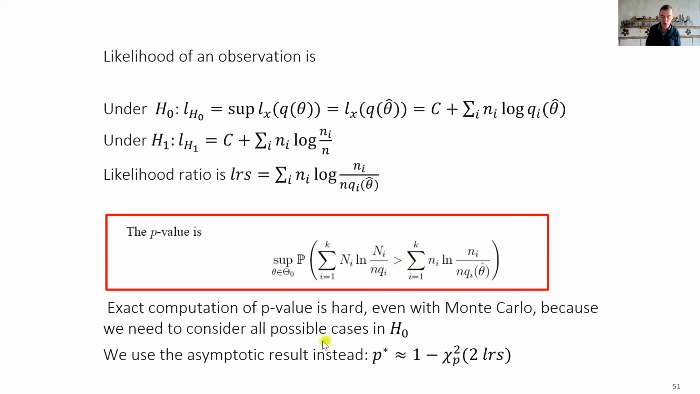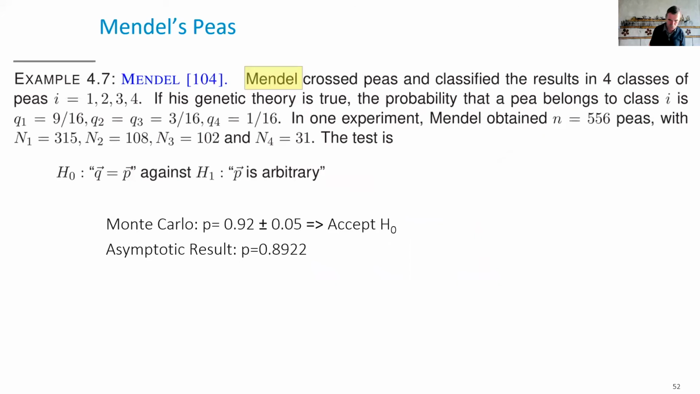Instead, what we can do here is use the asymptotic results, right? We know that when the number of data points is large, this is approximately given by this formula. So what we need here is simply to compute two LRS, but LRS is computed once we have solved for the optimal theta. And of course, we need to find the optimal P, the number of degrees of freedom.